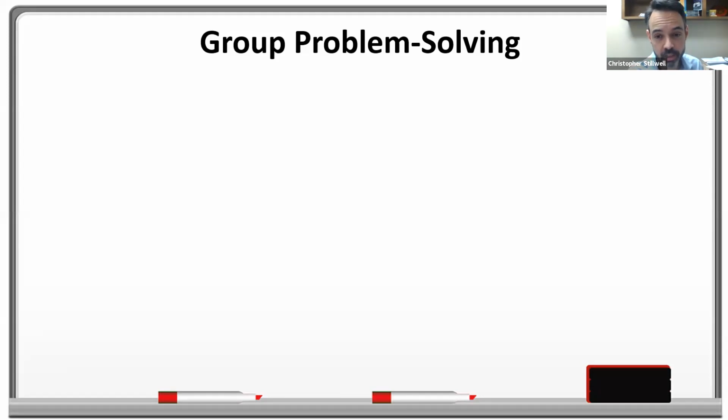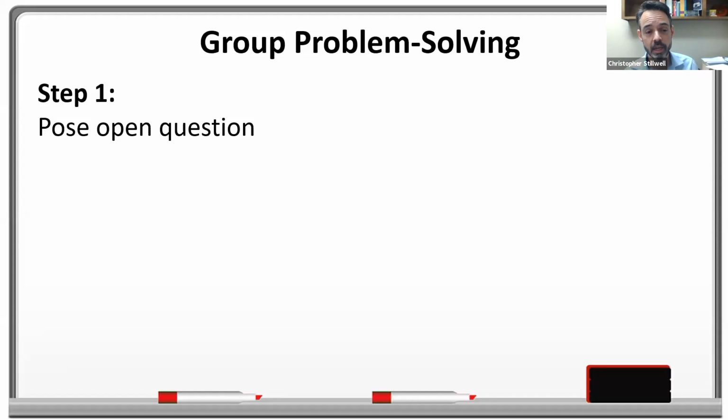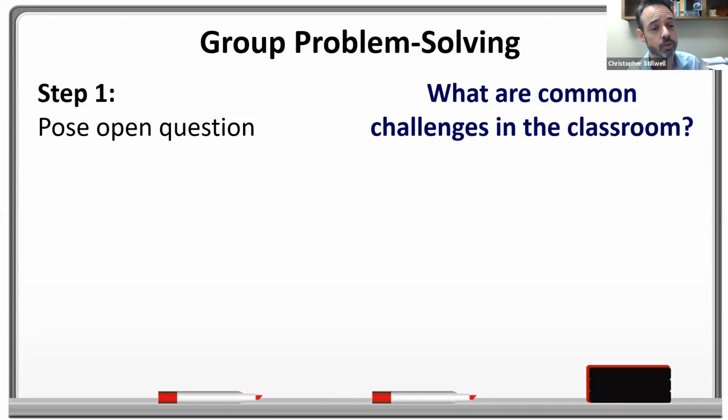But the first idea here is you begin with an open question. For example, we might ask something like, what are some issues that students raised in the last survey that we gave them about their satisfaction with the school? Or we might ask them a question like, what are some common classroom challenges we encounter in the classroom? So once we have this question that seems like a good one for everyone in our group, something that's easy to jump in and give lots of answers, well, let's do exactly that.